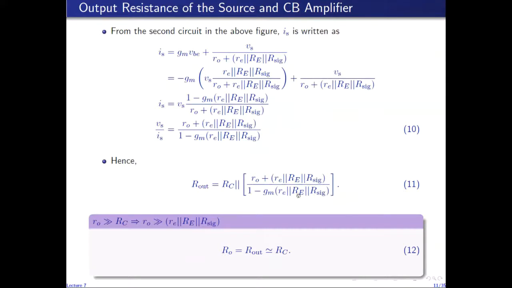So 1 minus this factor is less than 1. So the numerator is R naught, the denominator is a factor smaller than 1. So the overall factor is even greater than R naught. So since R naught is greater than RC, this factor is even greater than R naught, which is even greater than RC. So hence R out is again given by RC. So this is the commonly found expression for the output resistance of common base amplifier, as well as the output resistance of common base amplifier, including the source resistance.